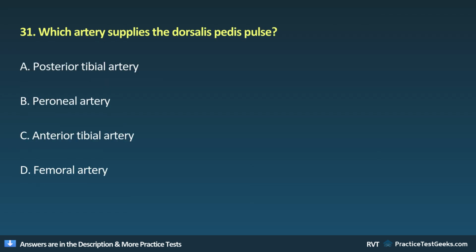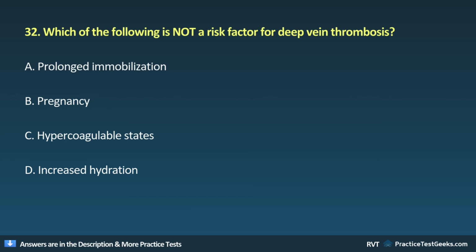31. Which artery supplies the dorsalis pedis pulse? A. Posterior tibial artery. B. Peroneal artery. C. Anterior tibial artery. D. Femoral artery.